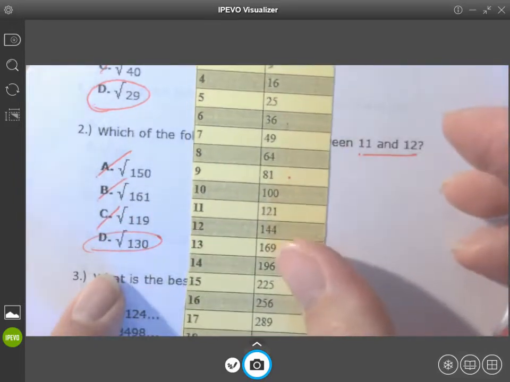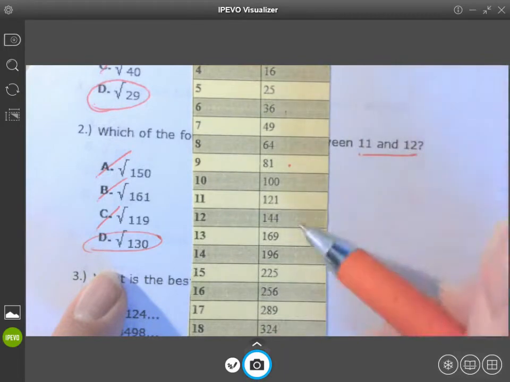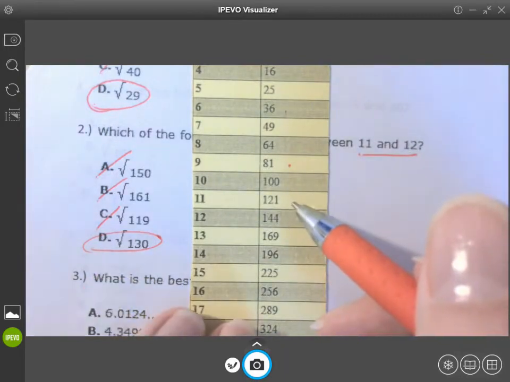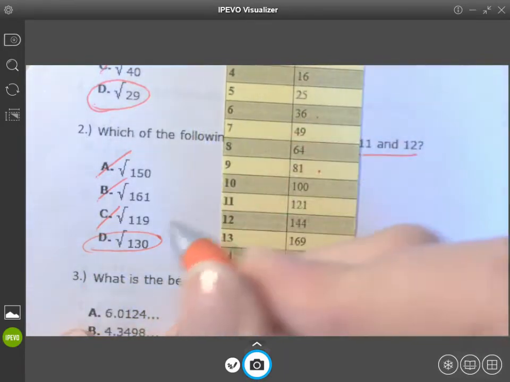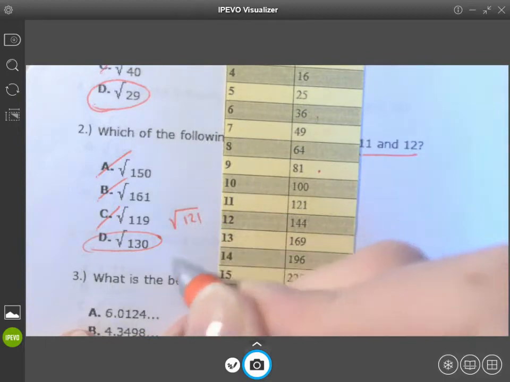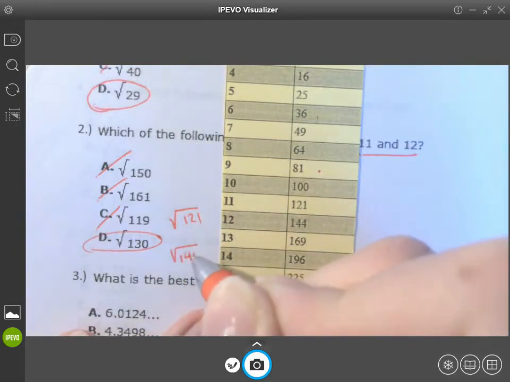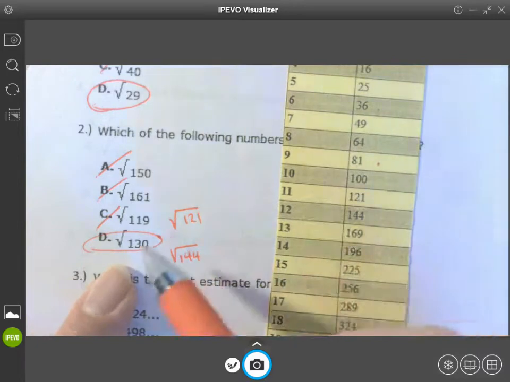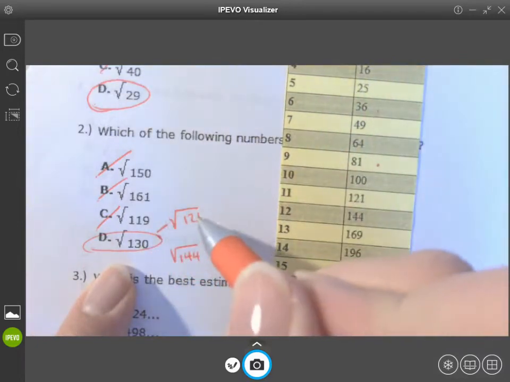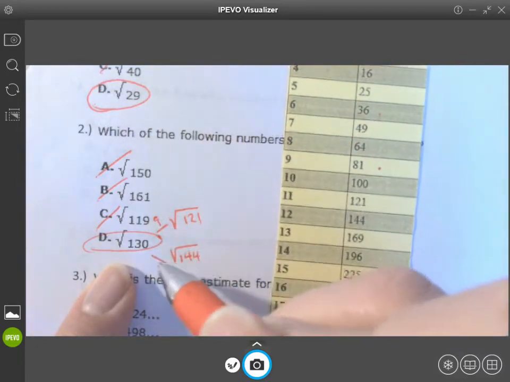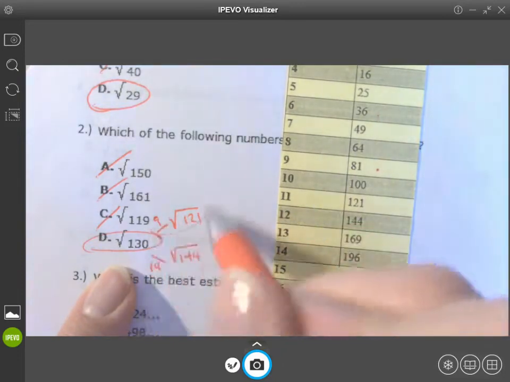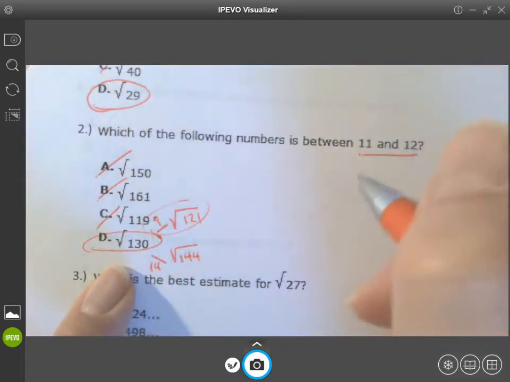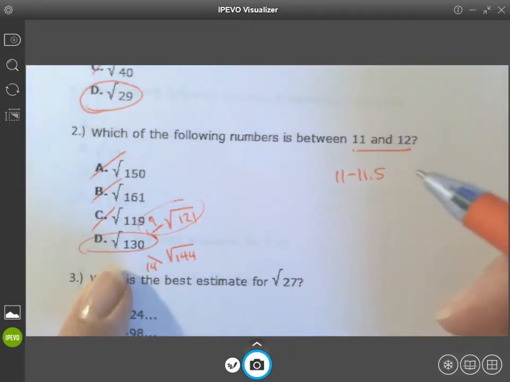All right, now, the square root of 130. Is it closer to 144 or 121? Not asking a big question, guys. 130, how many units away from this? It's 9 units away, and it's 14 units away. So it's going to be closer to 11. It'd be between 11 and 11.5. So without knowing the number, I can narrow it down to half a unit.